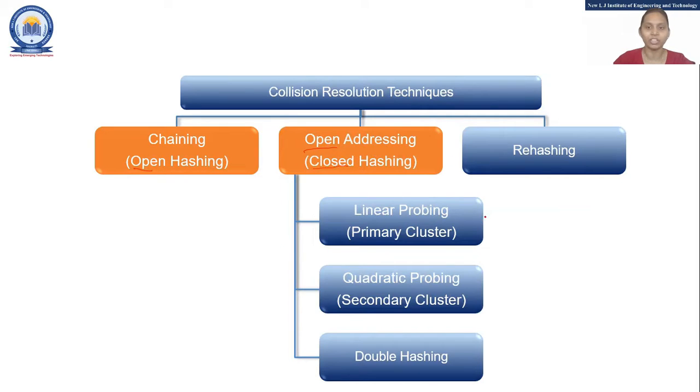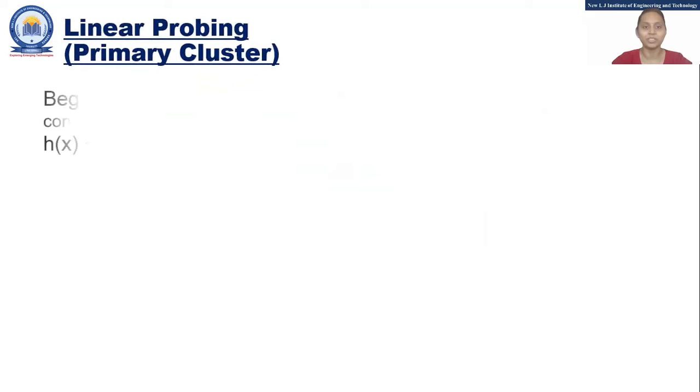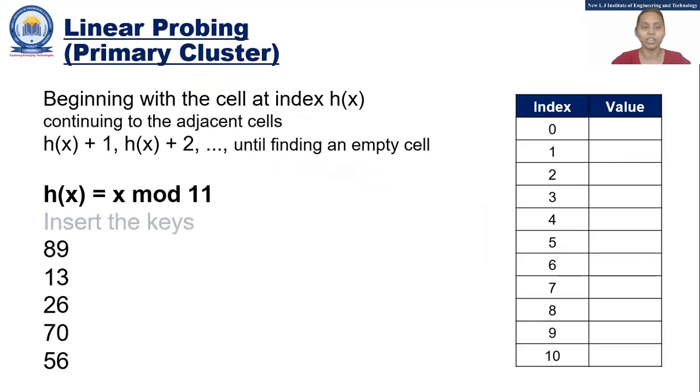In open addressing, we have three types of scenarios. If linear probing is the technique applied in my hash table creation, it can end up with the primary cluster problem. So it is also known as primary clustering, which we will see with an example. Linear probing means something is given and if it is not in the right place, like here 89 is a number which needs to be stored. 89 mod 11 means what? 1. 13 mod 11 is 2. 26 mod 11 is 4.